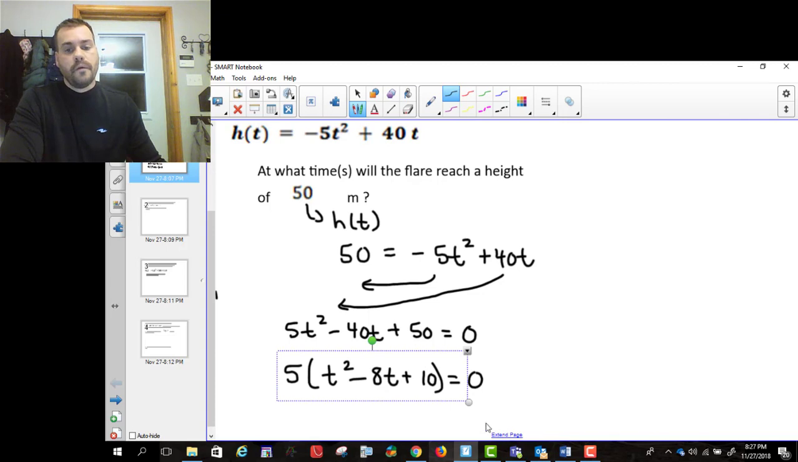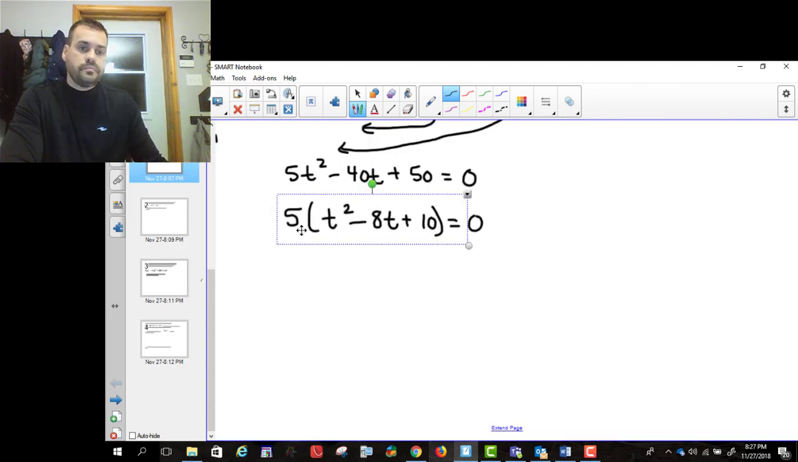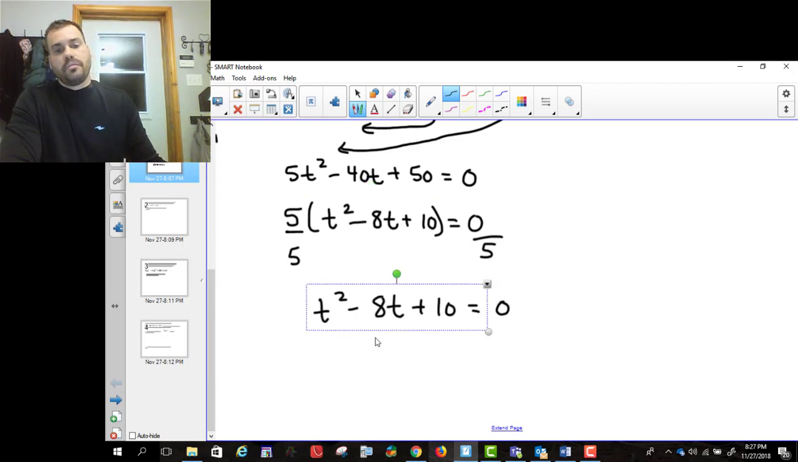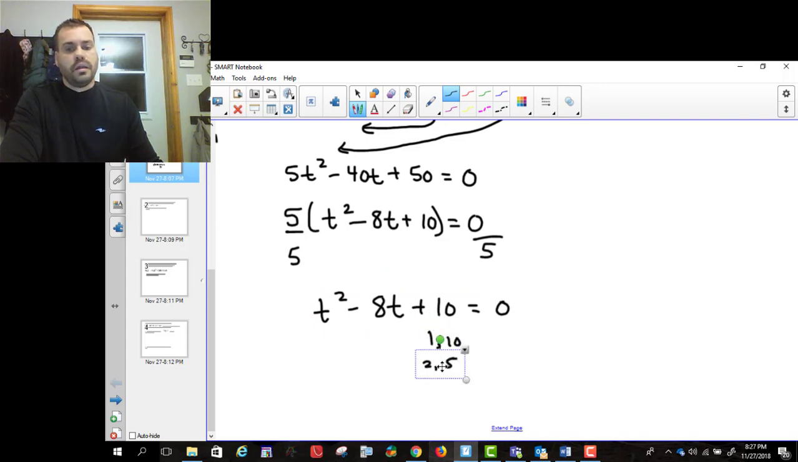All right, so I get this. If I divide both sides by 5, I end up with this equation: t squared minus 8t plus 10 is equal to 0. And then I'm going to try to factor that if I can. So I need two factors of 10 that add to give me negative 8. That's not really possible because the only factors of 10 are 1 and 10 or 2 and 5, and neither of those will give me 8. So that means to solve this, I'm going to use the quadratic formula.